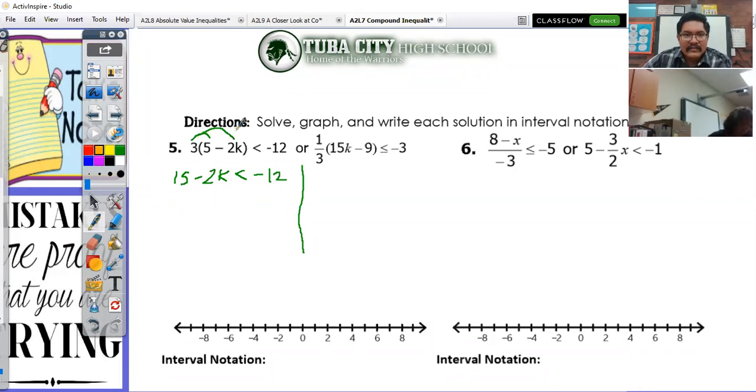So first thing I did was distribute that 3 to both of them. And make sure that when you do that, you double check your work. So 3 times 2 would be 6. Okay, that would be bad. Minus 15.